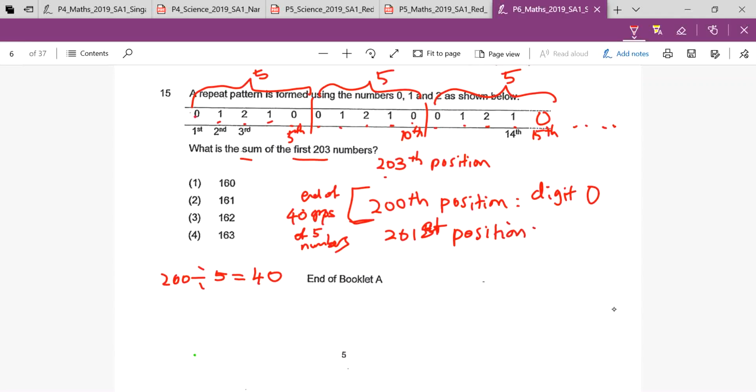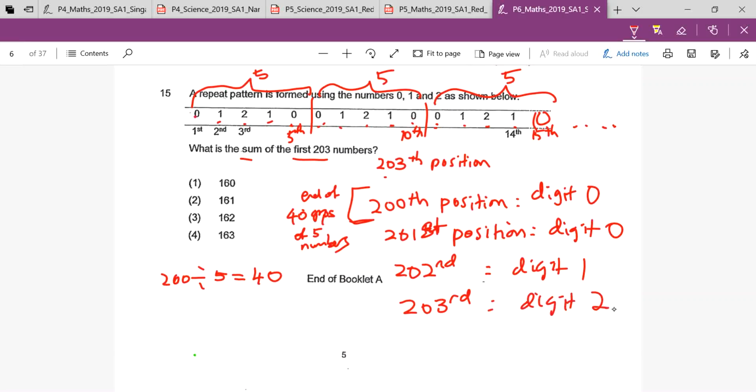The digit we can safely say is going to be 0 as well, because if you see the trend here, 0 followed by 0, and then it's going to be a 0 as well. So at the 202nd position, most likely it's going to be a digit 1. At the 203rd position, it's going to be a digit 2. So basically, you have 40 groups of 5 numbers, okay, plus this 3. What is the sum of one group of 5 numbers?